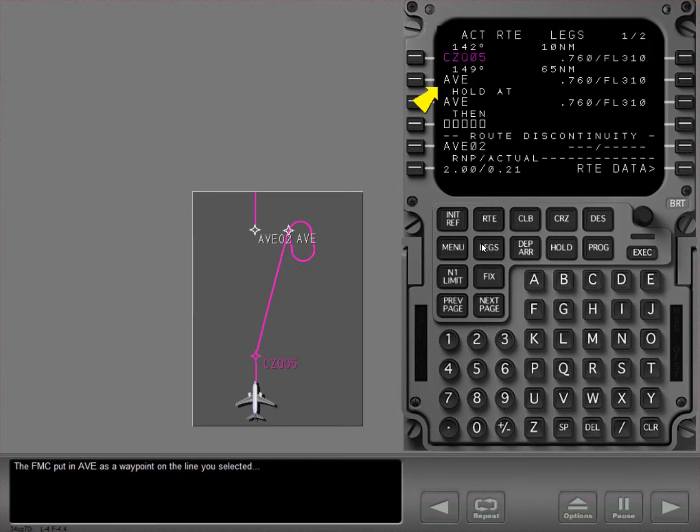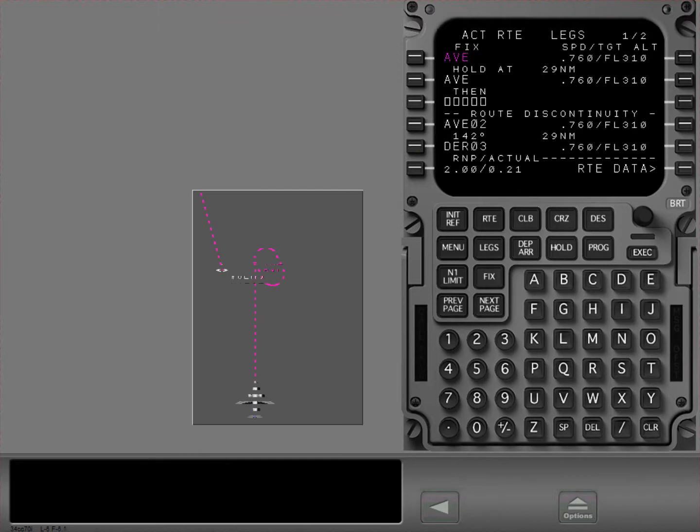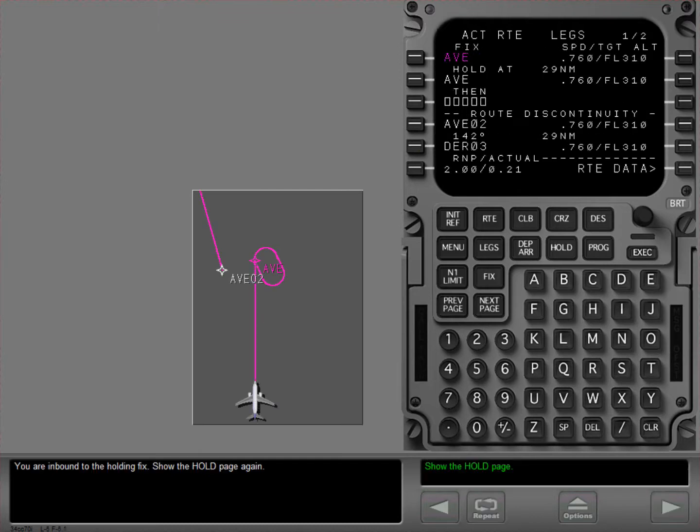The FMC put in Avenol as a waypoint on the line you selected, and the holding pattern was put in on the next line. The FMC put a discontinuity in the route after holding. You are inbound to the holding fix. Show the hold page again.